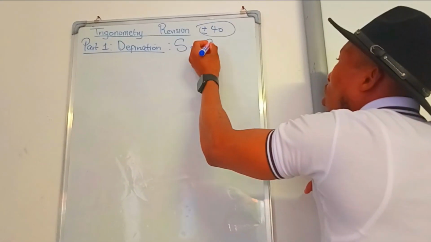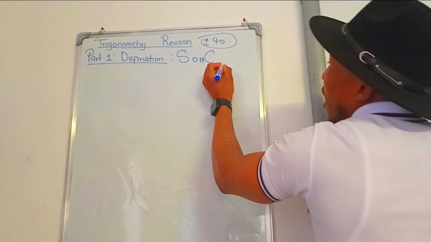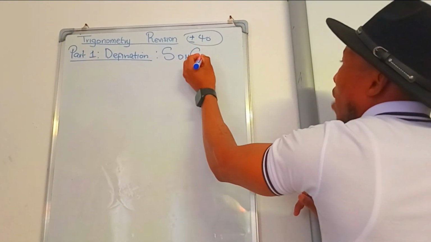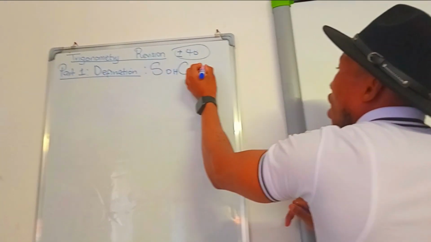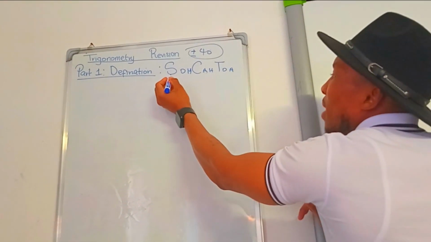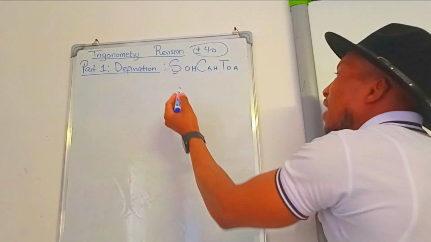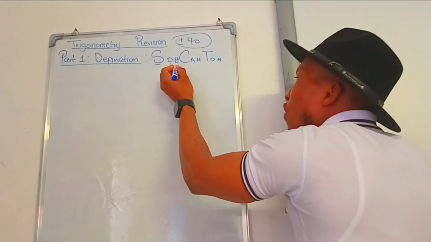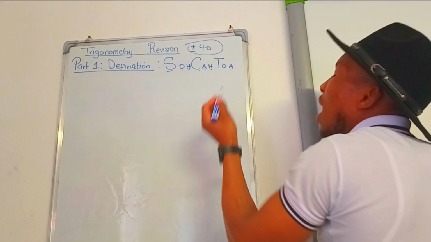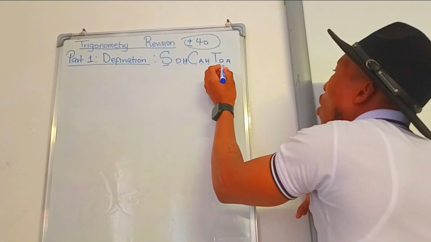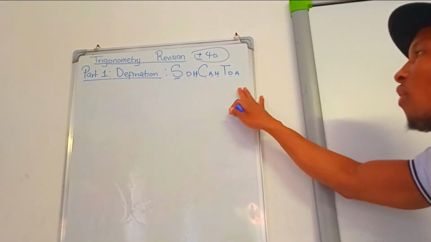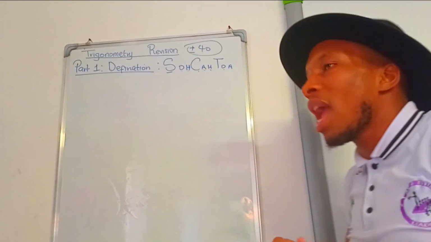Okay, SOHCAHTOA is whereby we are just going to look at the definition of each of the trig ratios. Therefore, we normally say this is sine. Sine is equal to opposite over hypotenuse. Cos is equal to adjacent over hypotenuse. Tan is equal to opposite over adjacent. These are the definitions of the trig ratios.